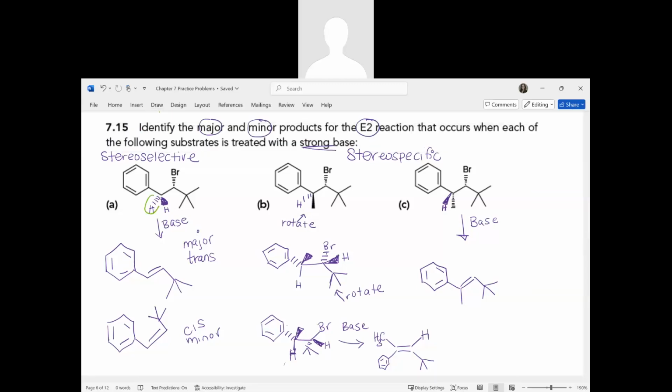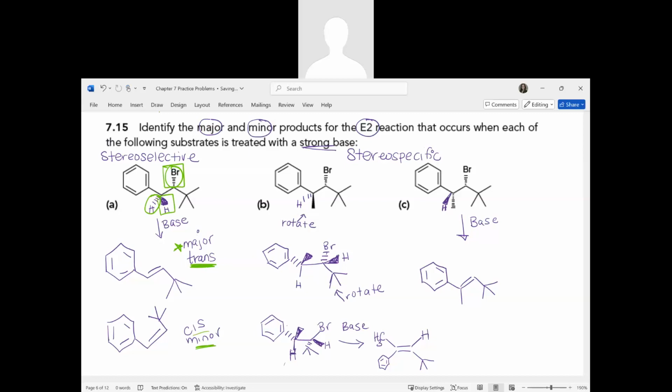Say we have one proton removed with this bromine here, we could produce our major product, the trans isomer. And then say we remove this other proton with our bromine, we could produce our cis isomer, which would be our minor product. So once again, the trans will be our major, the cis would be our minor.